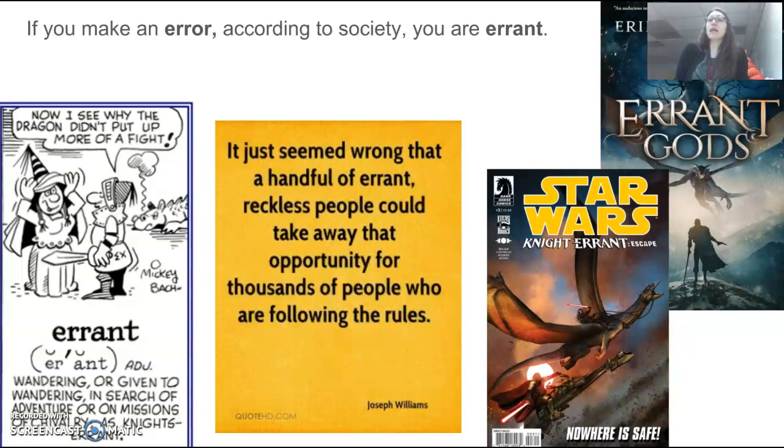It seemed wrong that a handful of errant, reckless people could take away the opportunity for thousands of people who are following the rules. Or that comic there, wandering or given to wandering, searching of adventure, missions of chivalry as knights errant. Okay, errant. Please write your own sentence using the word errant related to any of the sentences from the text or what we've done so far.